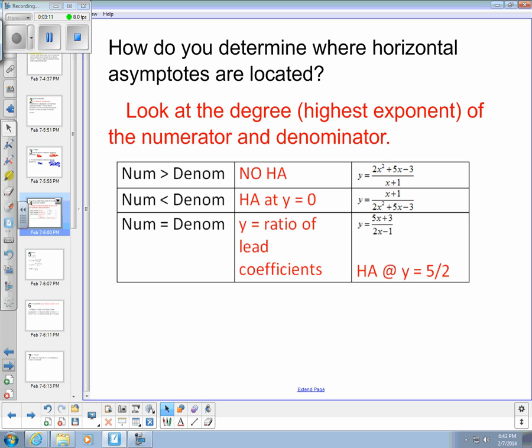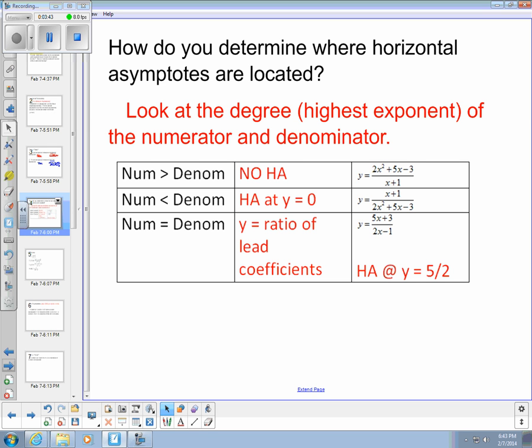Okay, so how do you determine where horizontal asymptotes are located? This is a little bit different than the vertical. We're going to look at the degree, or the highest exponent, in the numerator and the denominator. And there are only three things that can happen. Either the numerator degree is greater than the denominator, the numerator is less degree than the denominator, or the two degrees are equal to each other. So you're going to have to memorize these three rules for horizontal asymptotes.